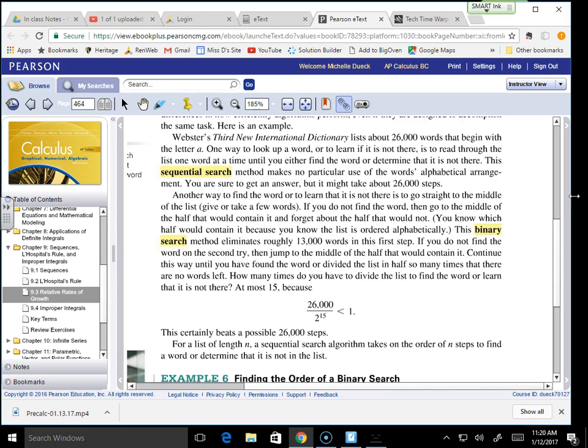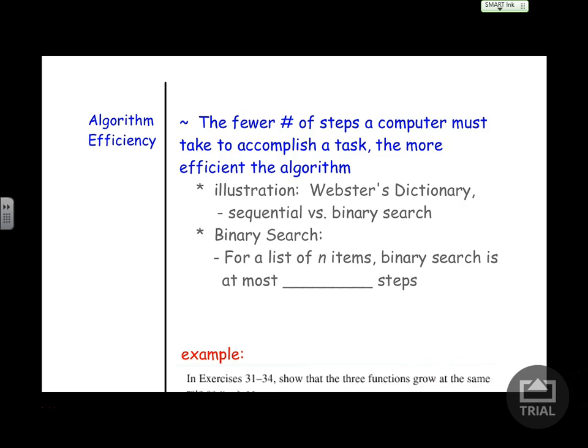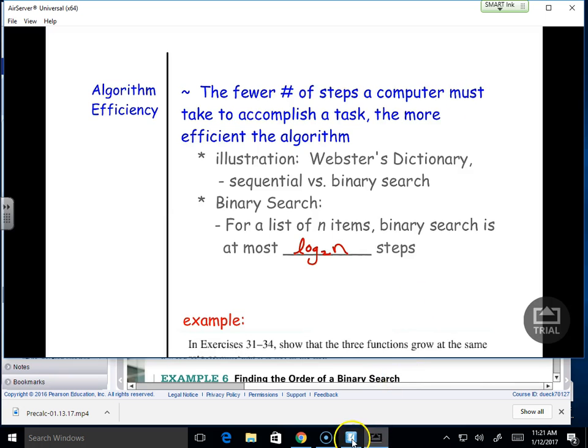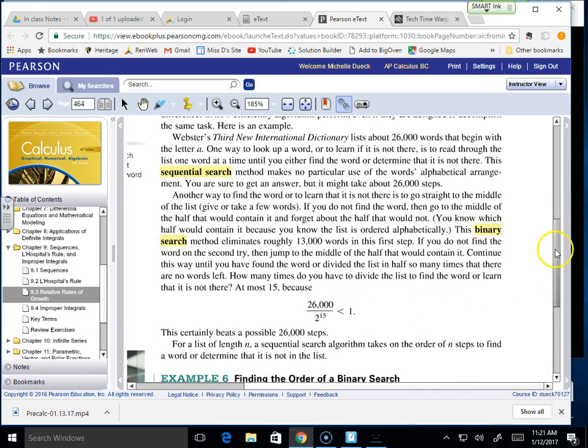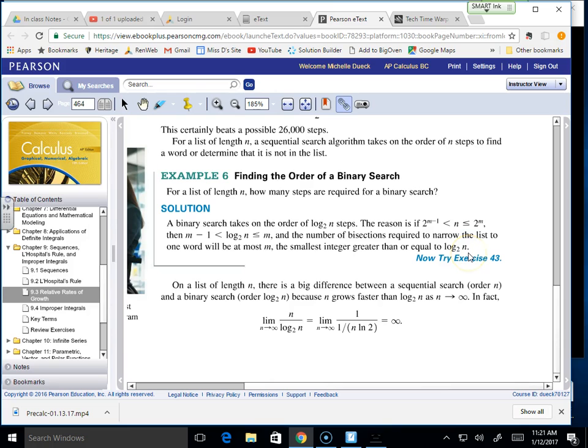If we go back to our notes, for a binary search for a list of n items, the binary search is at most, here's what we were talking about, 15 steps for our list of 26,000 words. However, what is it in general? In general, it's going to be log base 2 of n. Let me double check I actually got that right. I think it's log base 2 of n. Oops, wrong one. There you go. Yeah, log base 2 of n.